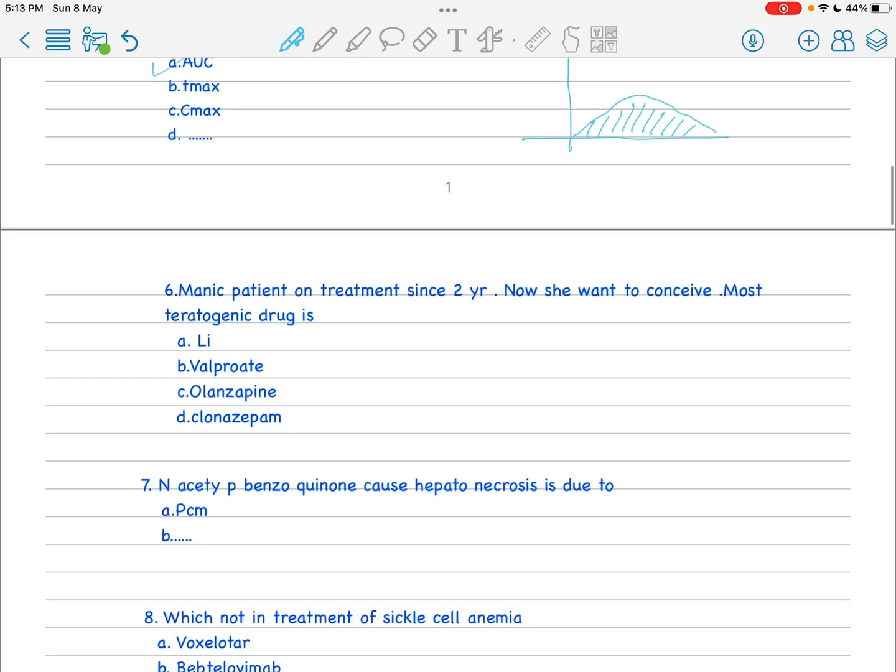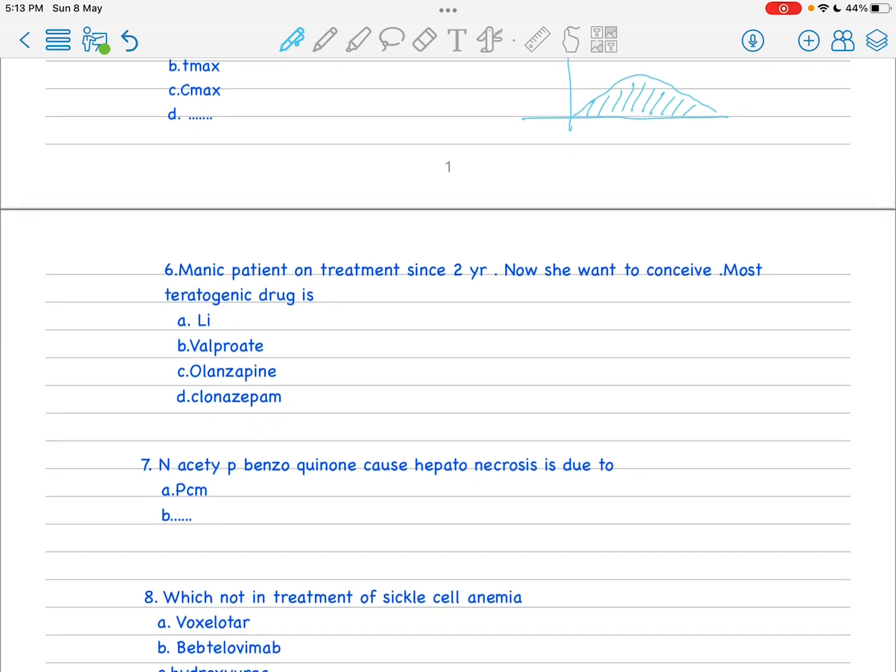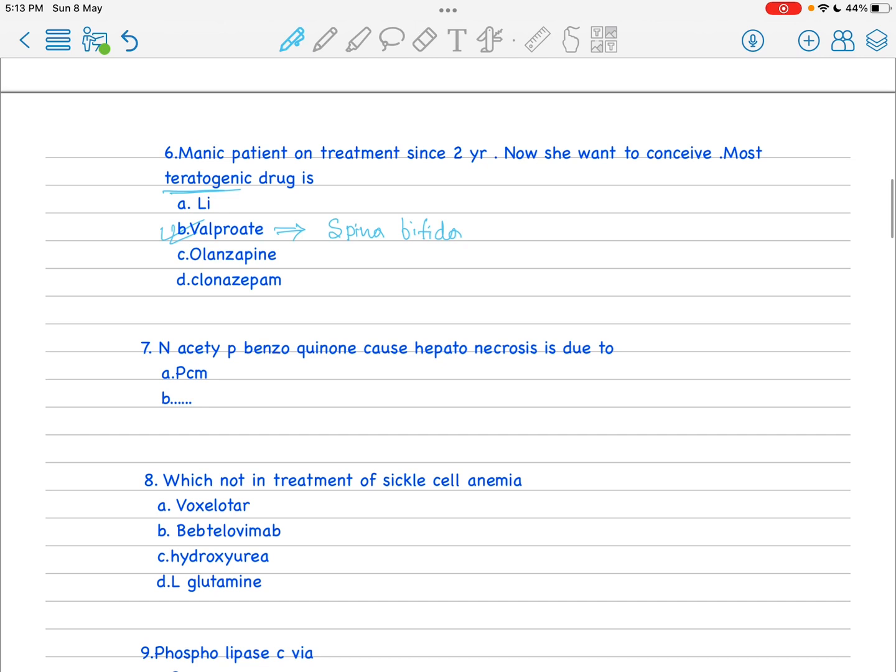The sixth question is a manic patient on treatment for 2 years who now wants to conceive, asking for the most teratogenic drug. Whenever they ask for the most teratogenic, simply say valproate, because it can cause spina bifida. I can't recall the other options because it is a single one-liner question. Next, N-acetyl-p-benzoquinone imine causing hepatic necrosis is due to paracetamol poisoning.